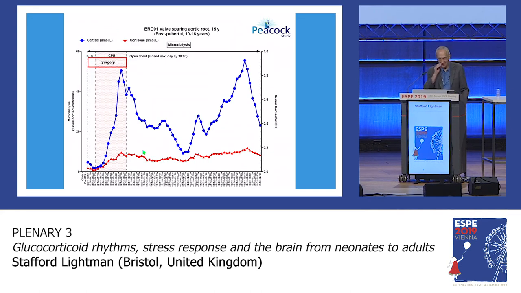So this is the first one. This is a 15-year-old who has valve-sparing aortic root surgery. And basically, you can see surgery is in this time here, in the dotted line here. Blue is cortisol and red is cortisone. You can see this massive increase in cortisol, these huge pulses of cortisol.